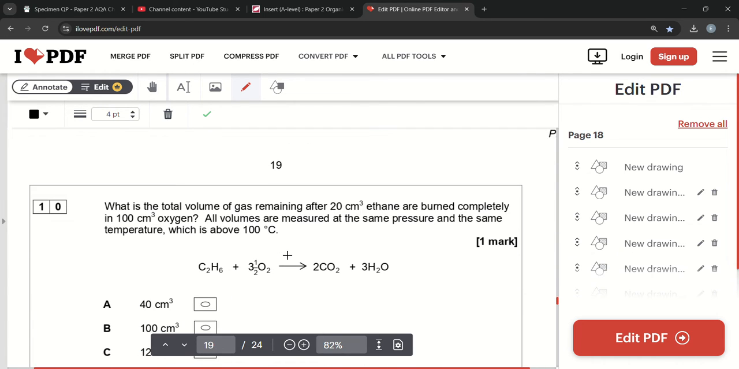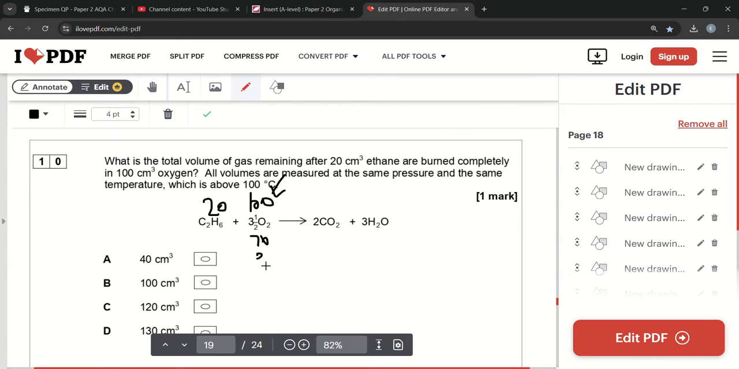Question 11 was the total volume of gas remaining after 20 centimeters cubed of ethane are burned completely in 100 centimeters cubed of oxygen. 20 centimeters cubed of ethane, 100 centimeters cubed of oxygen. So it's a 1 to 3.5 molar ratio. 20 times 3.5 would give me 70. So that tells me that oxygen is in excess, so just 30 remaining, 100 minus 70 gives 30.